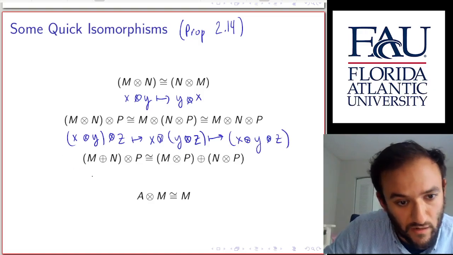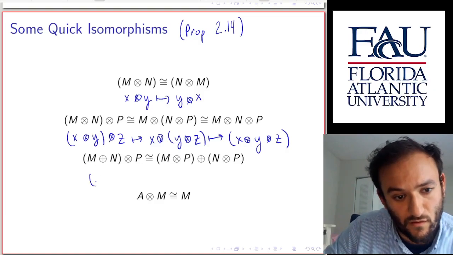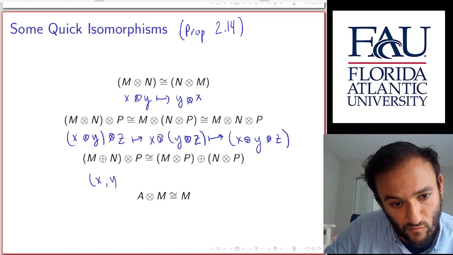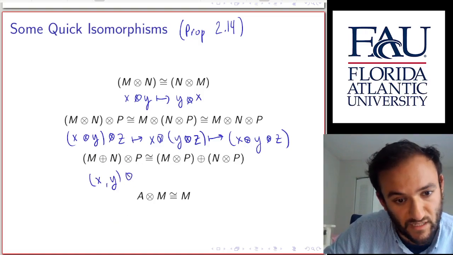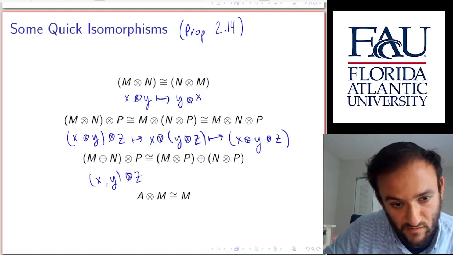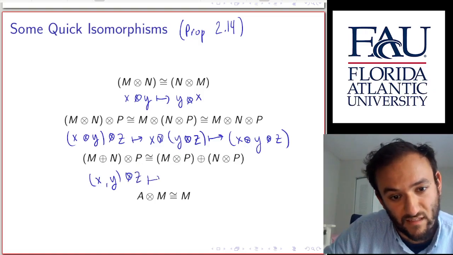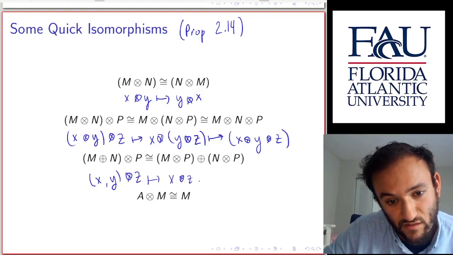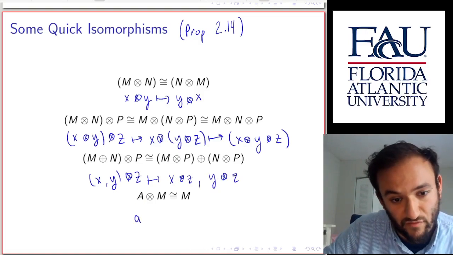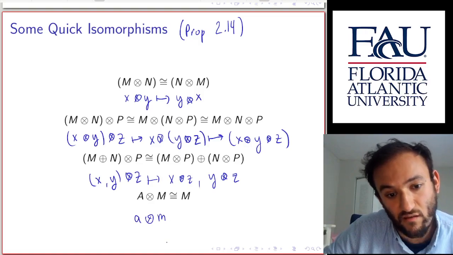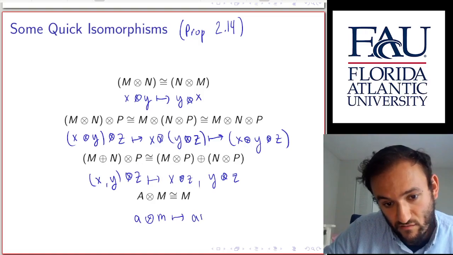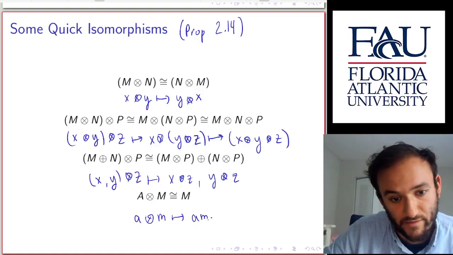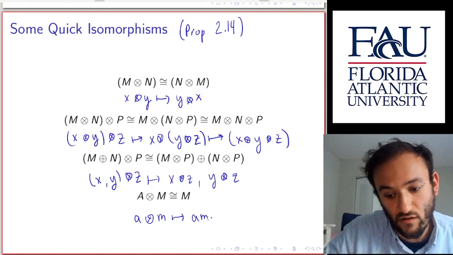Okay, as for this direct sum, take x and y, a pair of elements defining an element of the direct sum, tensor with P, tensor with z, let's say, an element of P. That gets mapped to x tensor z, y tensor z. As for A tensor M, if you have an element of the ring tensor something in the module, then you just send that to the product, since the module has an A multiplication endowed to it.